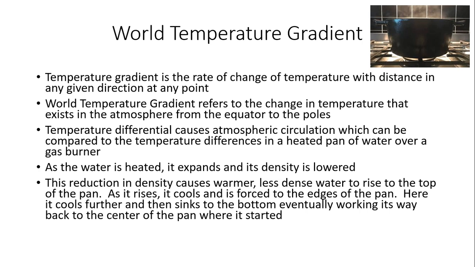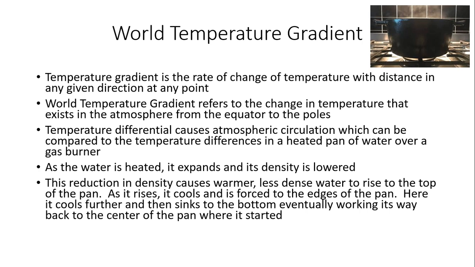Now, the temperature differential, the difference between temperatures across the latitudes, causes a general atmospheric circulation or wind, which can be compared to the temperature differences in a heated pan of water over a gas burner. Look at the pan in the upper right-hand graphic. This is the pan that has water in it that is being heated over a gas burner. Now, as that water is heated, it expands and its density is lowered. This reduction in density will cause warmer, less dense water to rise to the top of the pan. And as it rises, it's going to cool and is forced to the edges of the pan.